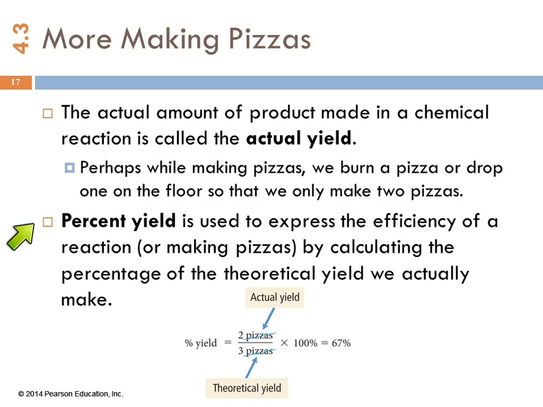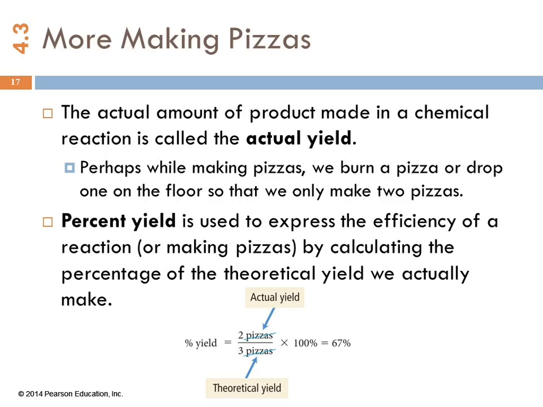We use percent yield to help us compare the actual to the theoretical. It's a measure of efficiency. So here's the equation for percent yield, and we'll be using this in lab. Percent yield is the actual yield, how much you actually get, divided by how much you theoretically could get if everything worked perfectly. You multiply by 100. Here we find that our efficiency in making pizzas is 67%.